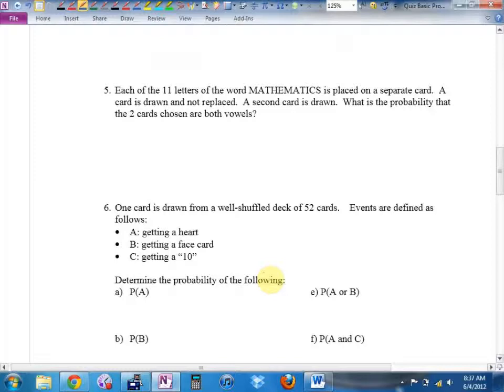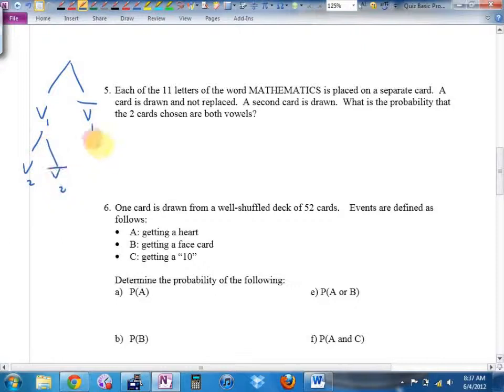Number 5, each of the 11 letters of the word mathematics is placed on a separate card. A card is drawn and not replaced. A second card is drawn. What's the probability that both are vowels? So we're going to have vowel, not vowel on the first card. Vowel on the second.